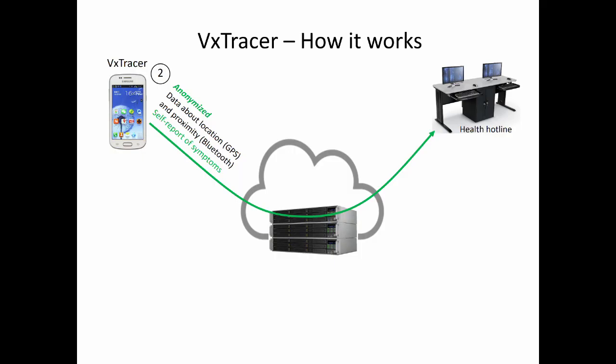The app periodically records your GPS location and proximity to other app users, as determined by Bluetooth scanning. It sends this data along with self-reported symptoms and survey answers to the server. The server maintains a secure archive of the GPS and Bluetooth data collected from all users of VxTracer. It makes self-report data available to healthcare workers via a secure website.